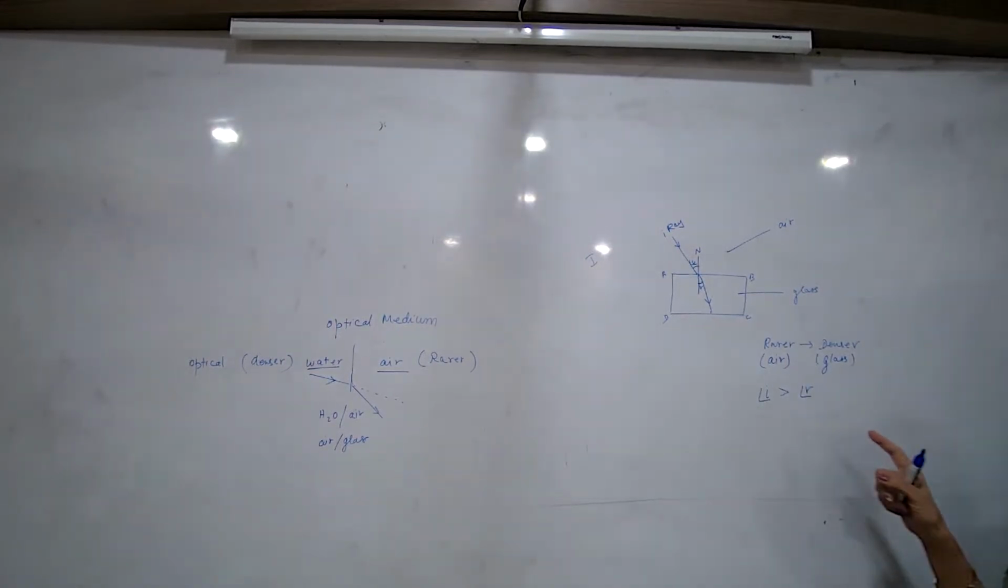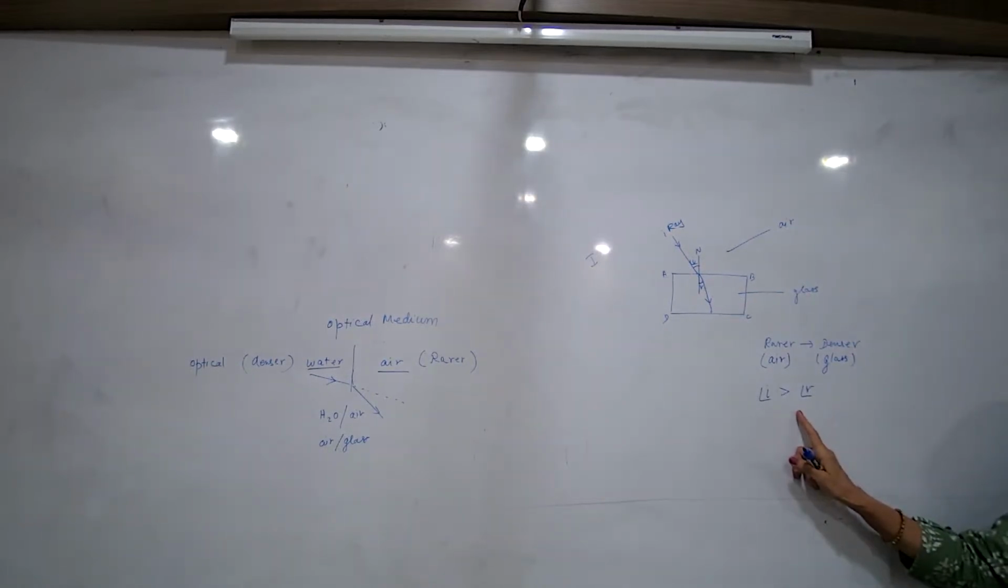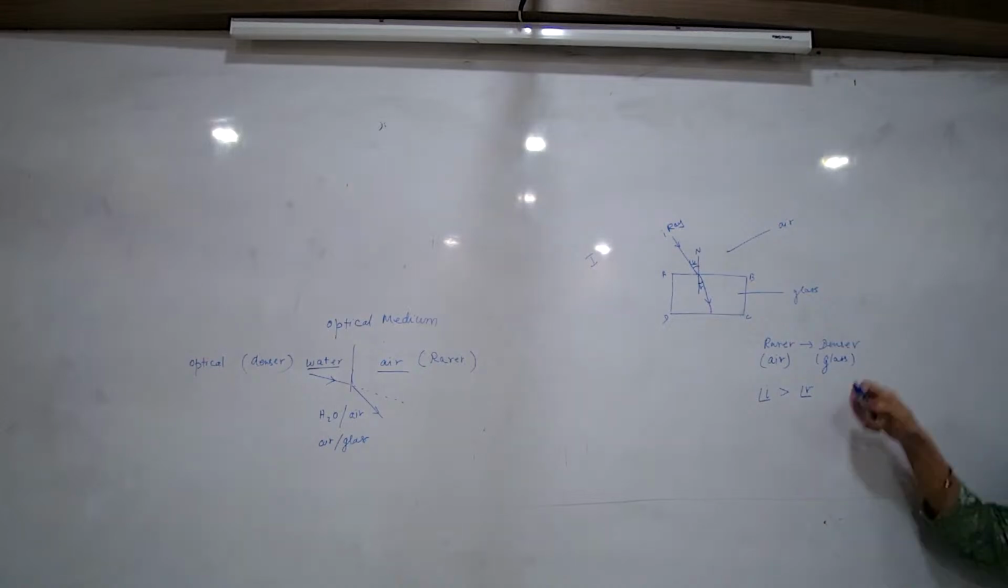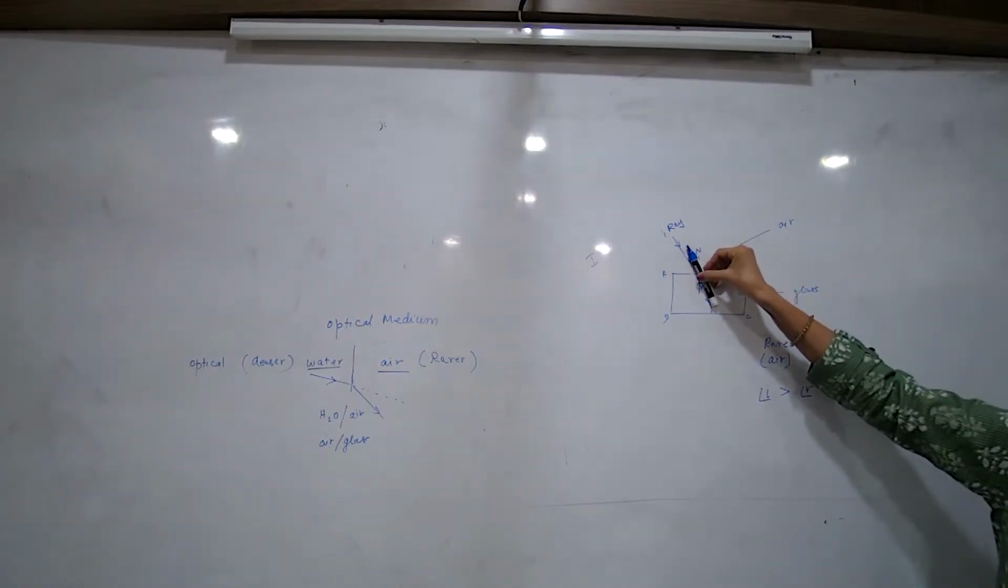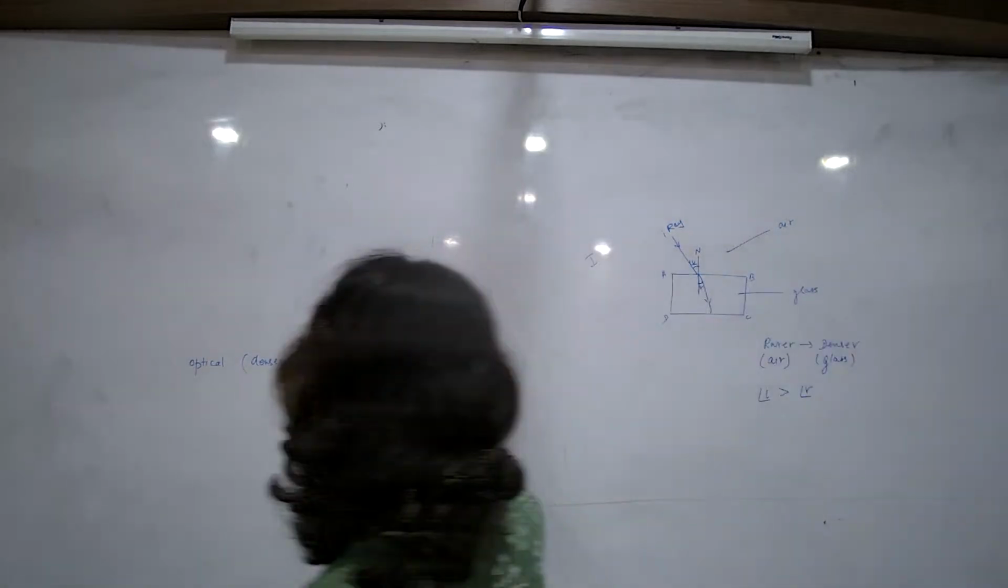Have you all taken it down? Okay. So did you understand why angle I is more and angle R is less? Obviously because the ray of light is not moving in the same direction, it is moving towards the north. Correct? Okay. Now let's take down another case.